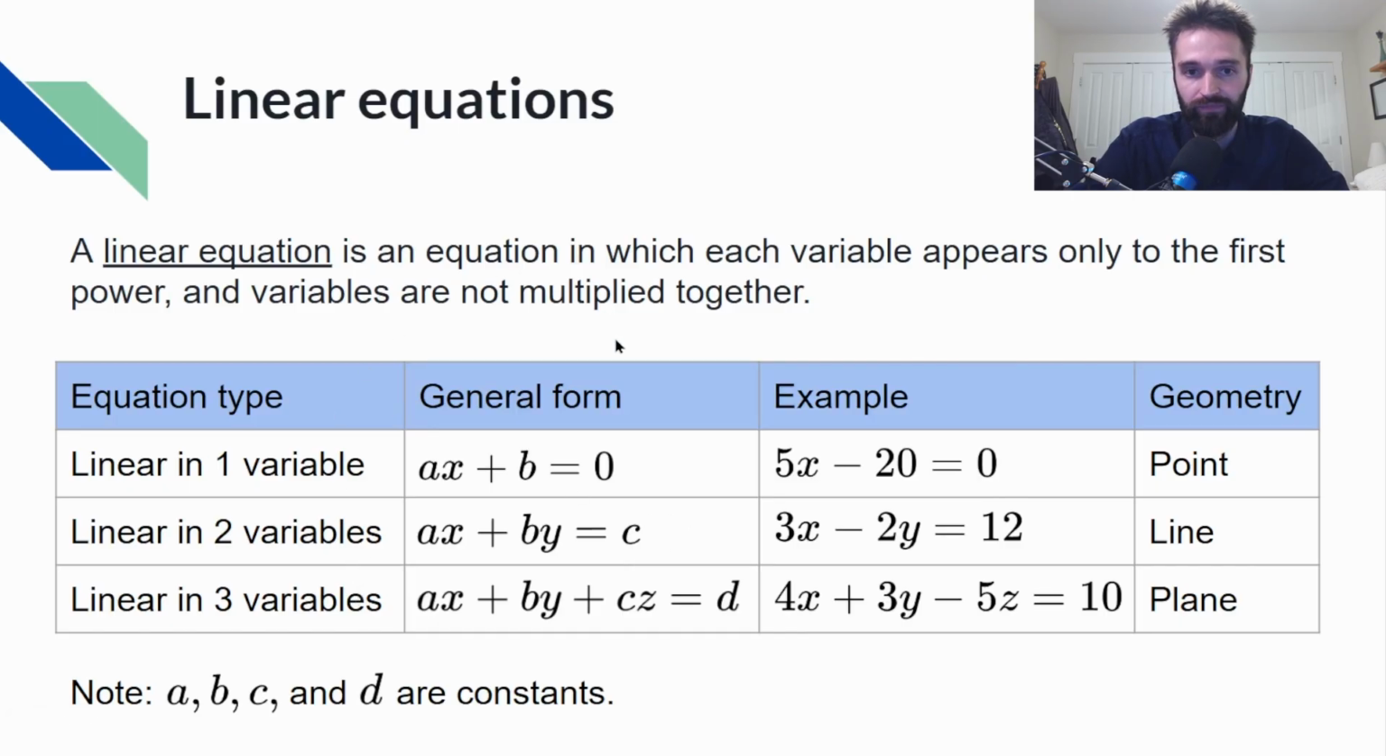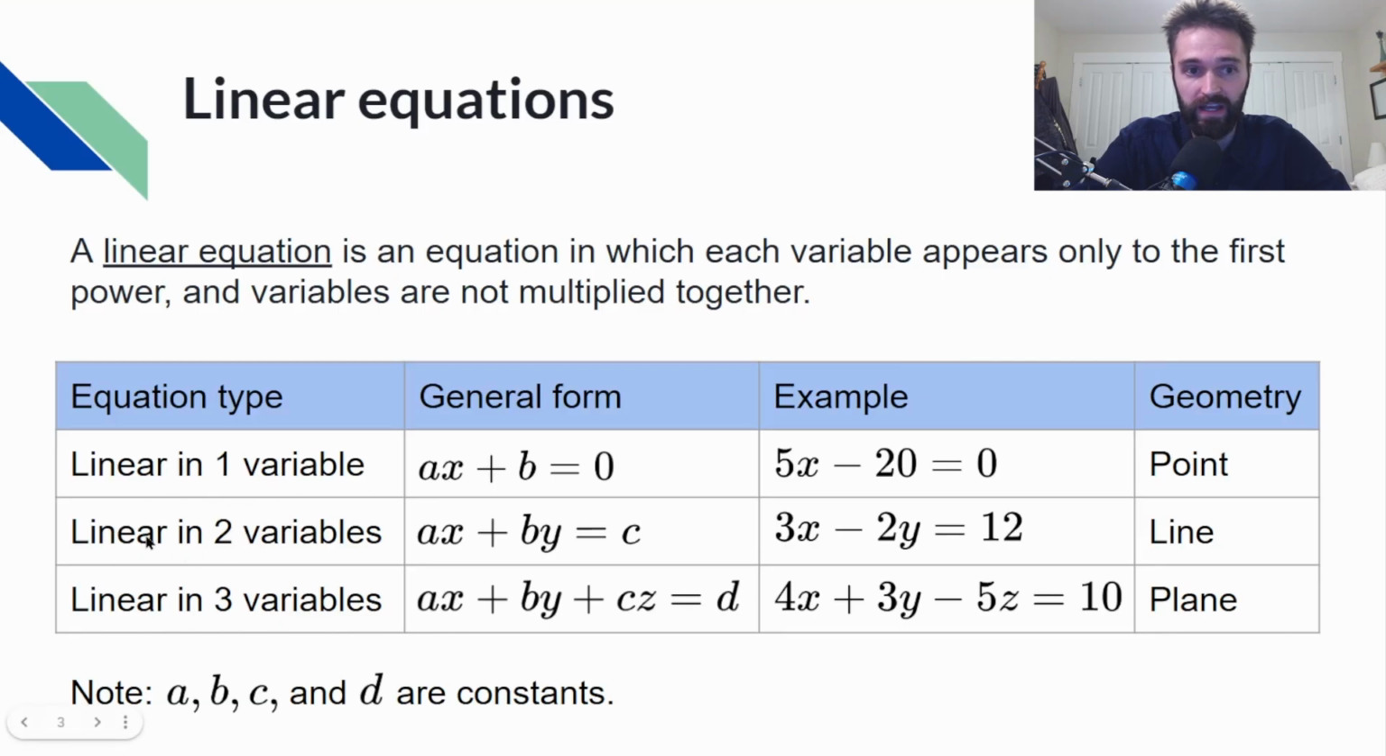I made this chart to show you guys that just because an equation is linear, that doesn't mean that it's necessarily the equation of a line. If it's linear in one variable, the solution to this is just x equals some value. So that's represented by a point on the number line. Down here, if it's linear in three variables, it looks like this. And this equation is represented by a plane in 3D space. We're not going to be looking at planes in this playlist.